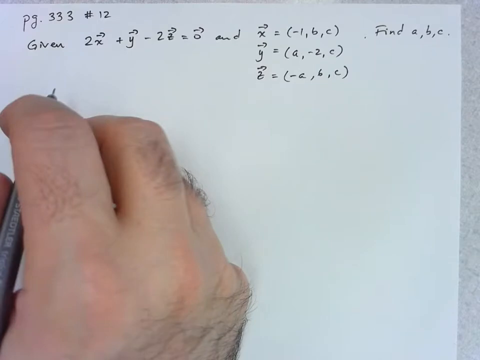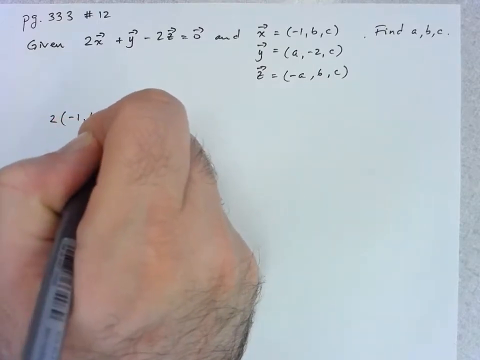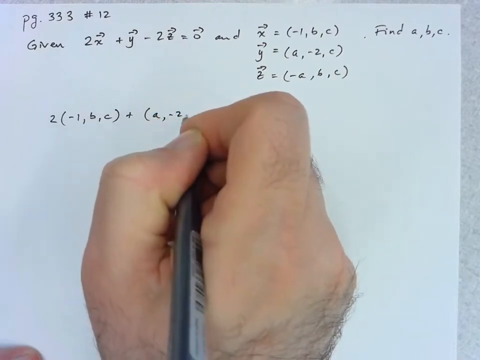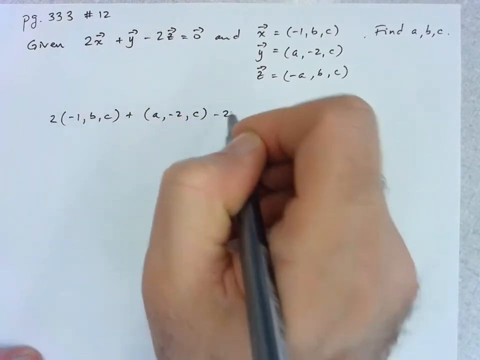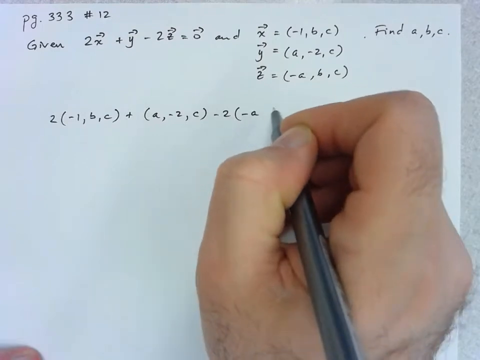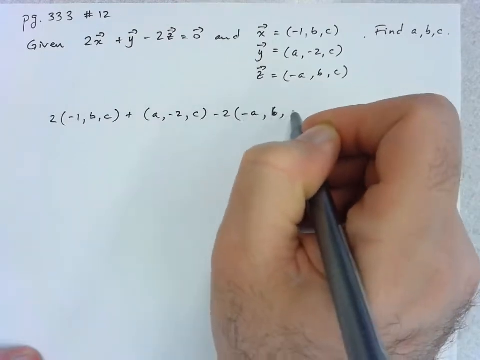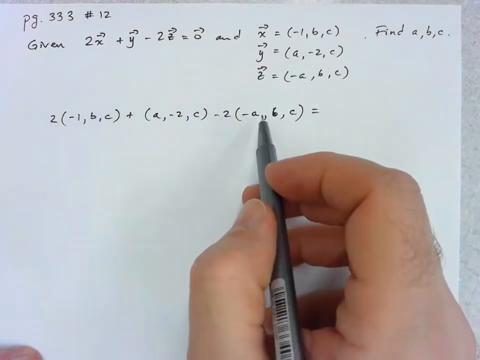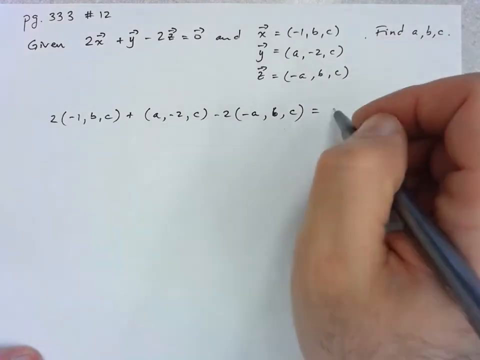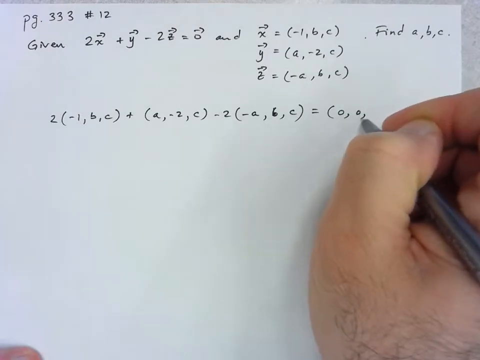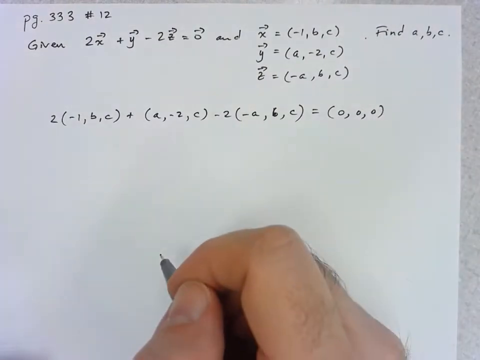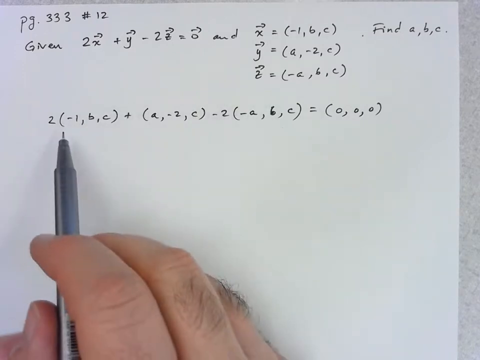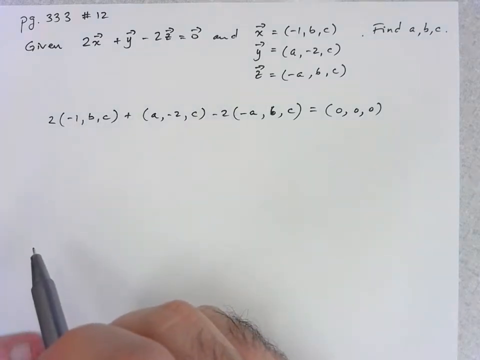So here I've got 2 times x, so negative 1, b, c, plus y, which is just a, negative 2, c, and then minus 2z, so 2 times negative a, 6, c, and that's equal to the 0 vector. Now, because I'm writing everything in component form, I'm going to write the 0 vector in component form, so 0, 0, 0. So now the trick here is to just simplify both sides and then equate the different components.